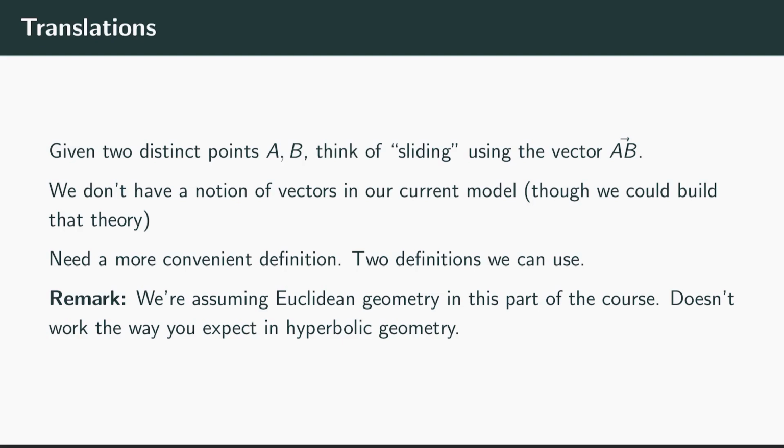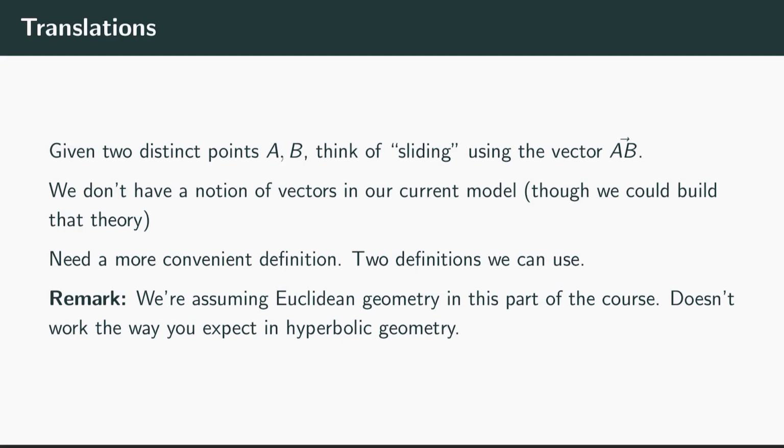Like I said, we don't have this notion of vectors in our development of Euclidean geometry, but what we can do instead is one of two definitions. There's merit to either perspective, and we'll see that one of them is more convenient than the other, at least from my point of view. The more convenient one is going to be very similar to what we did with rotations in the last video, where we compose some reflections in order to define the translation.